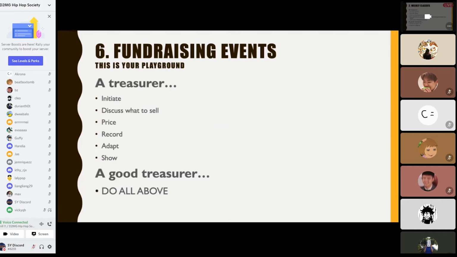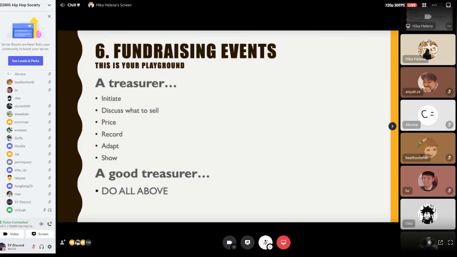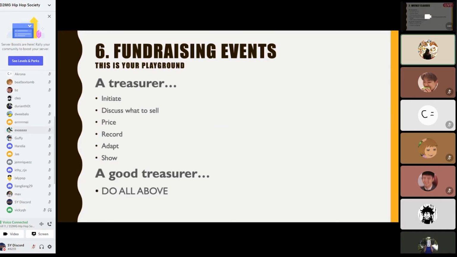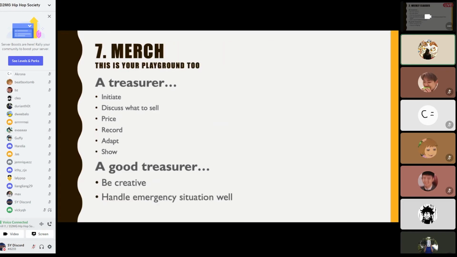And a good treasurer, they do all the above in the perfect way. Yeah. So, the next big treasurer event is the merch, which is also underway right now.